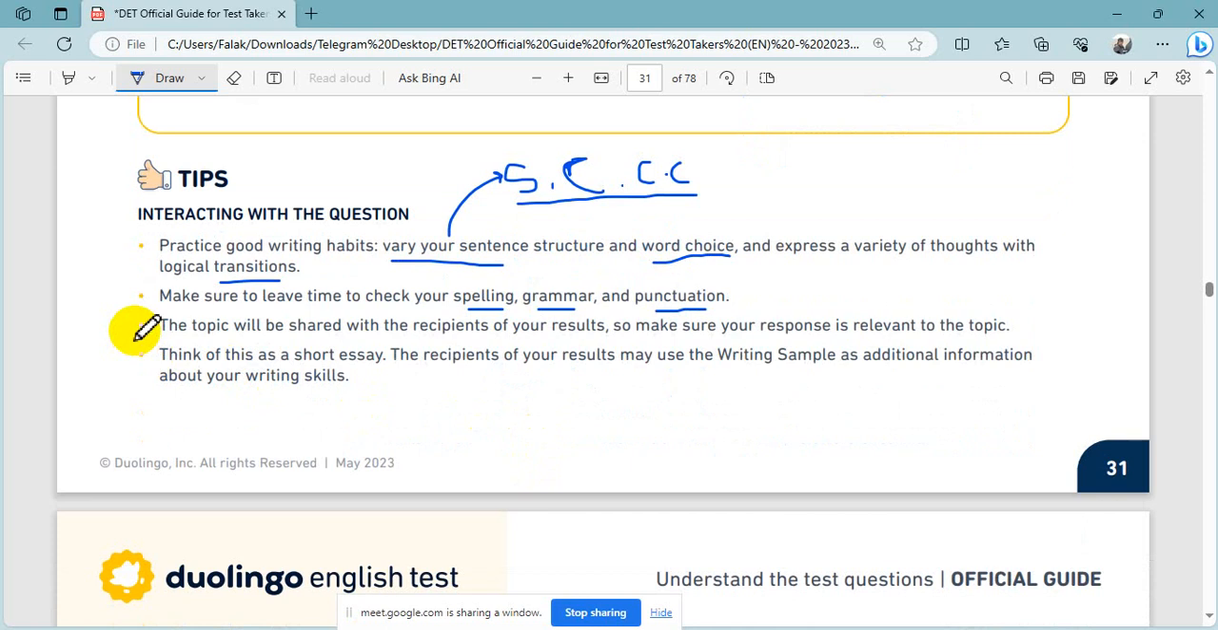And the next tip says the topic will be shared with the recipients of your results, so make sure your response is relevant to the topic.